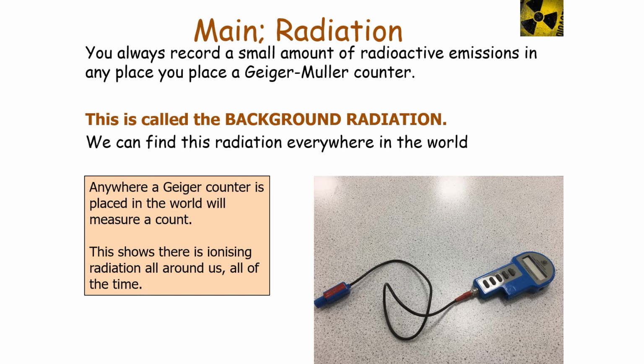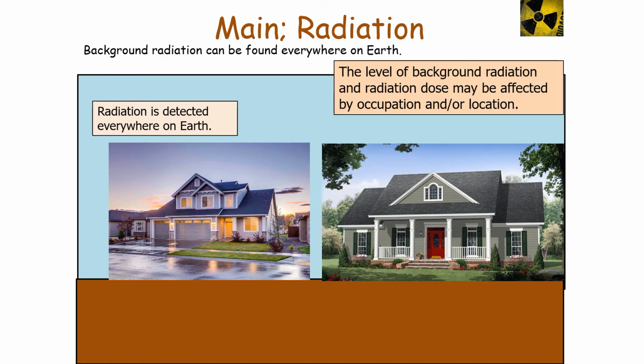So there's ionizing radiation around us all of the time. So background radiation can be found everywhere on Earth. So radiation is detected everywhere we know on Earth. Now the level of background radiation and its radiation dose can be affected by two factors: the occupation you have and the location in which you are.